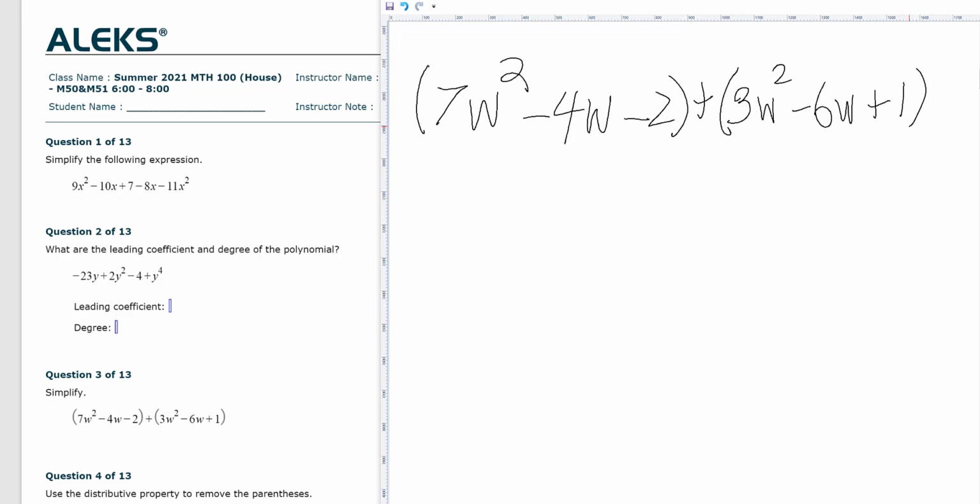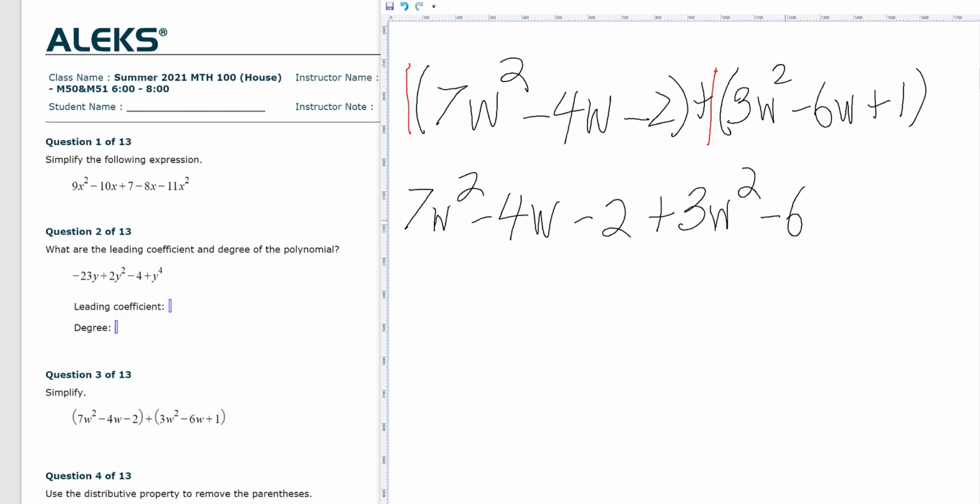Well, there are understood 1s in front of these parentheses, and that means that if I multiply 1 times these, I don't really need the parentheses. Now, if there's a minus 1 outside the parentheses, you have to be careful because you have to distribute that minus 1 throughout the parentheses and change all those signs in the parentheses. But because this is addition, I don't even need the parentheses, so I can just drop them off.